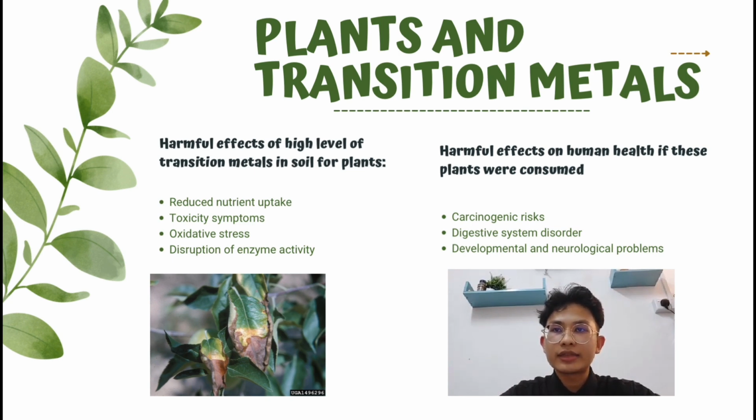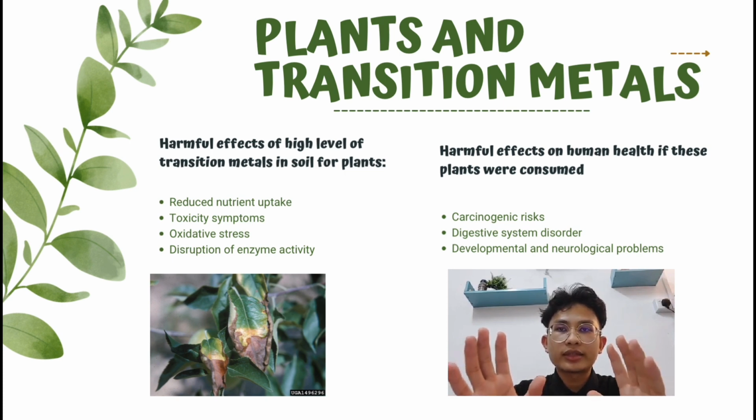Next is digestive system disorder. Consumption of plants with high levels of certain transition metals can cause gastrointestinal problems such as abdominal pain, nausea, vomiting, and diarrhea.